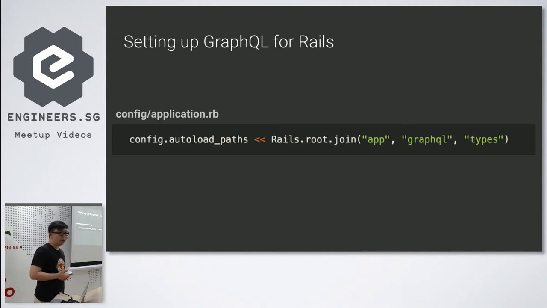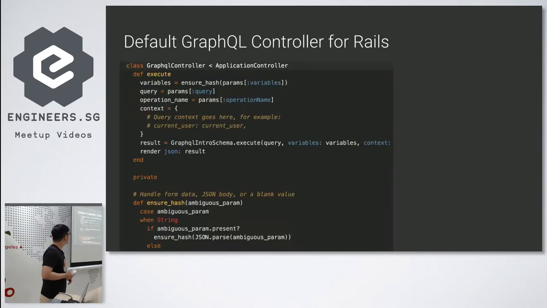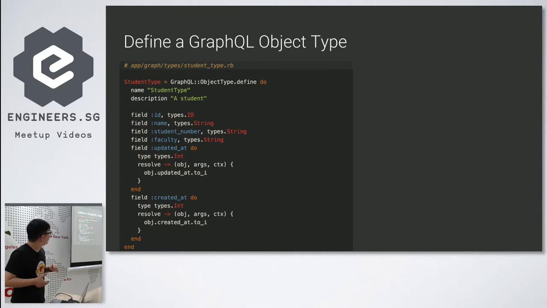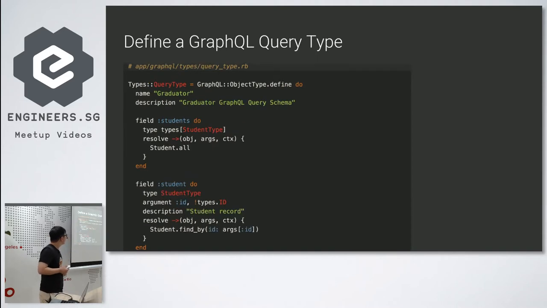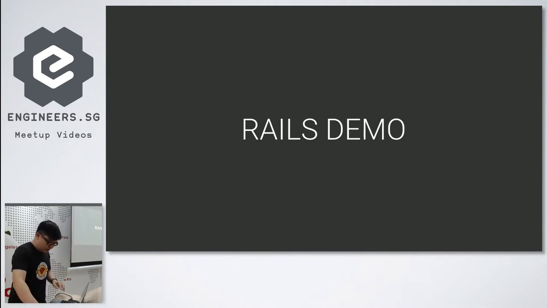Just now, I think I queried for GitHub repos, right? Those will be considered types. By default, when you install the gem and you run install, it will actually create the default controllers. So here's a type that I created for today. The type is StudentType with an ID, a name, a student number, a faculty, and updated I created. Straightforward. And I have a query type, students and student.